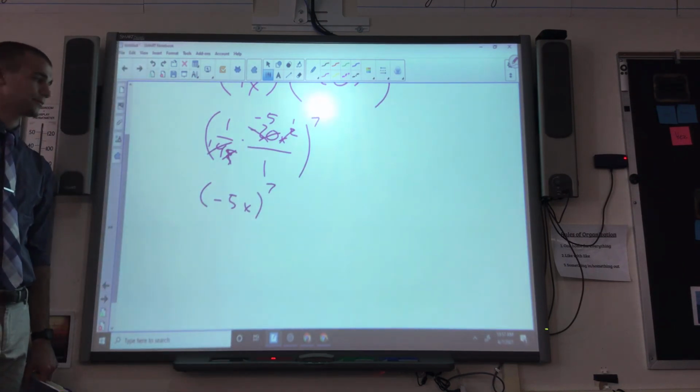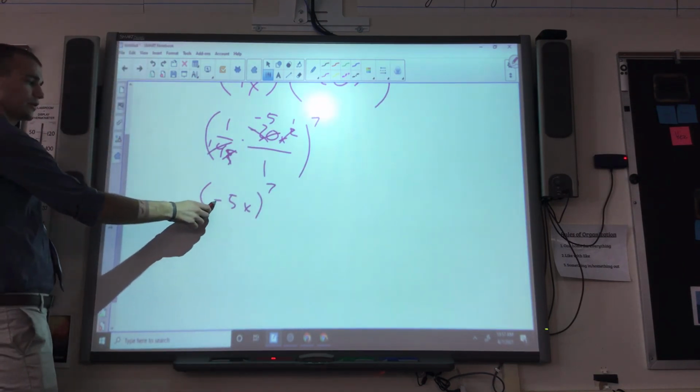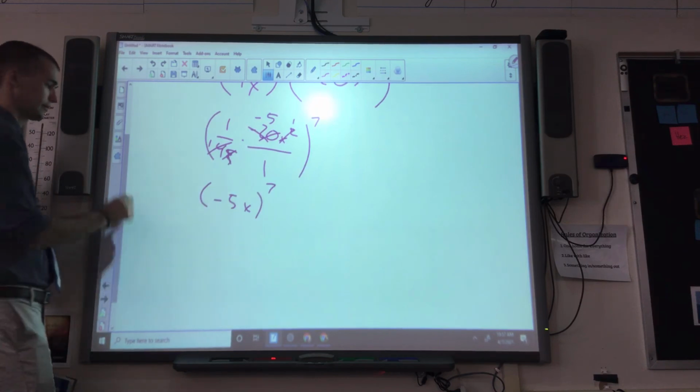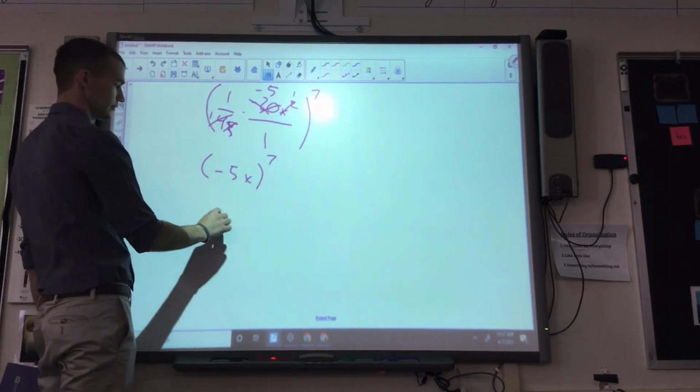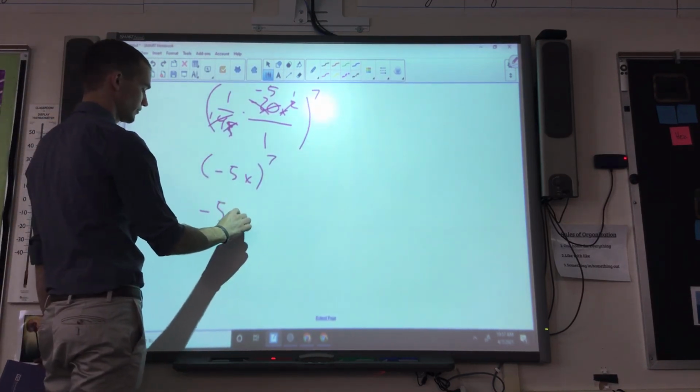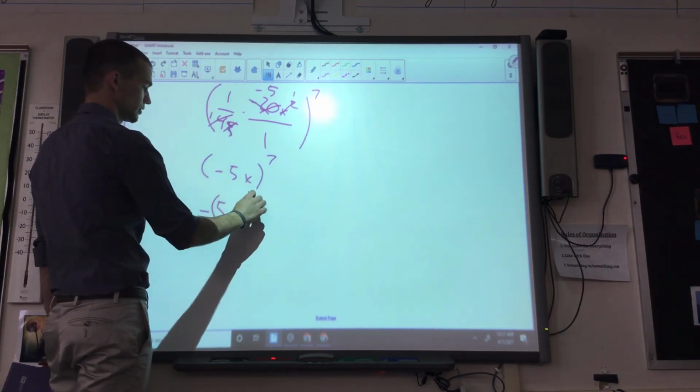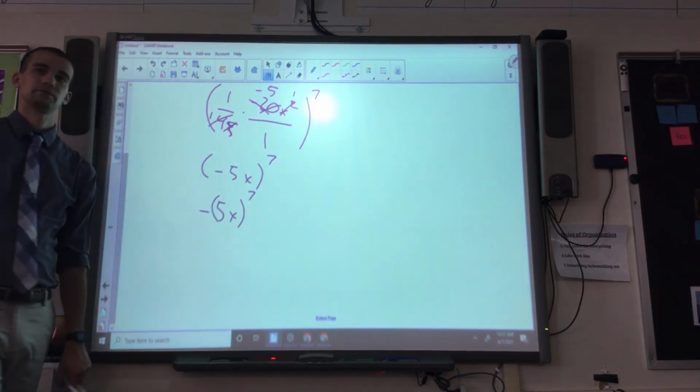To the 7th power. But I got a negative to the 7th power, means my final answer is going to be negative, because that's an odd power, negative 5x. I'm going to put this in parentheses to the 7th power.